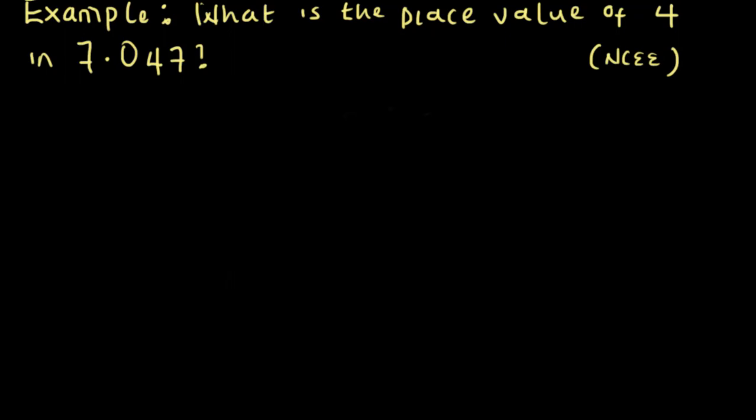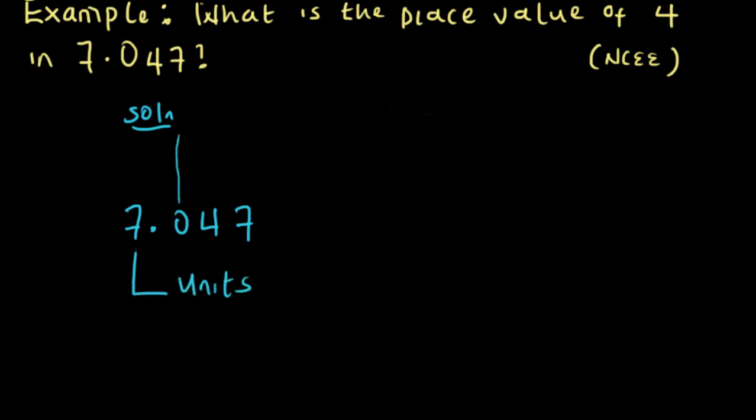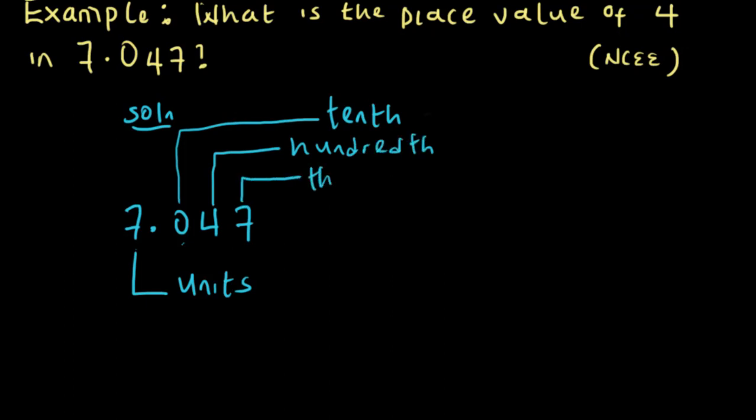Now let's take examples. We've got this question. What is the place value of 4 in 7.047? Now let's try to do this. So we have 7.047. If you want to do the place value for everything, we can also do that. Before the point, we will do it normally. This would be units. Then after the point, we take it up. Remember, the digit after the point will be tenths. Then we have hundredths. Then we have thousandths. Do you understand?